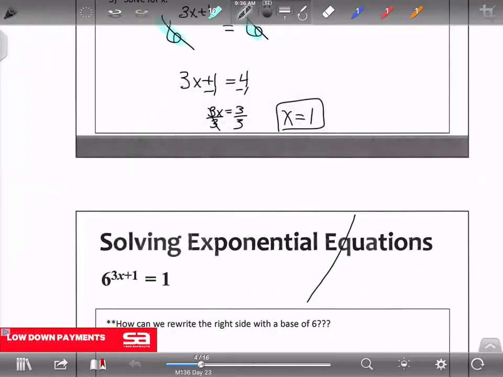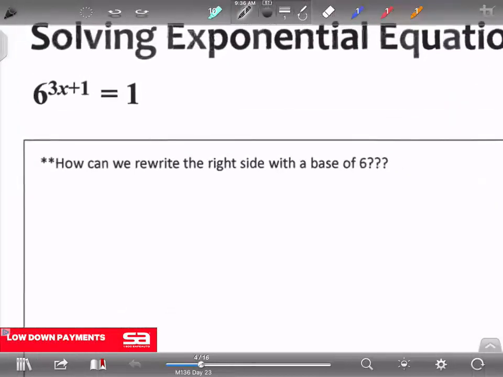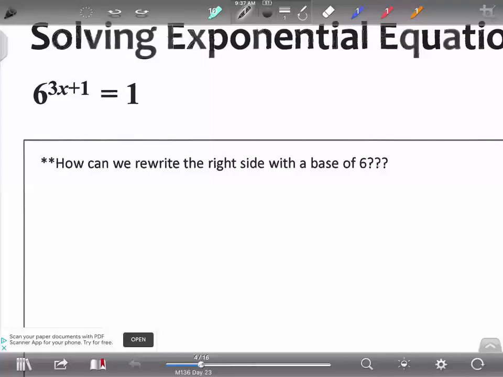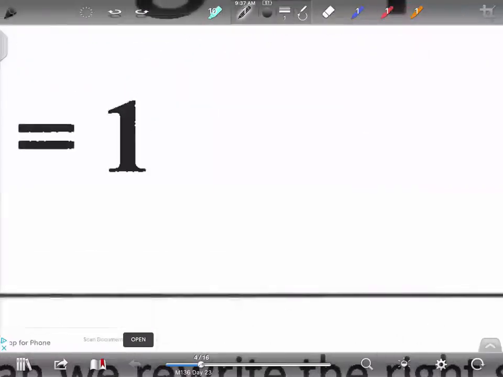So for this next one, again, we want to rewrite these so that they have like bases. So in order to rewrite the right side so that it has a base of 6, I want you to experiment and figure out 6 to the what power will give you 1. I'll give you a hint. 6 to the first power is 6, so it's too big. If that's too big, what number would you try next?